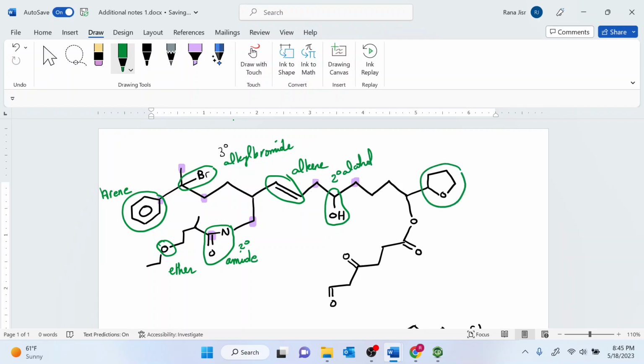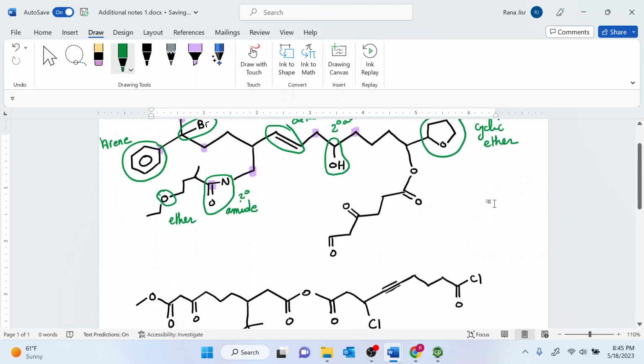This here is going to be a cyclic ether. It is not an epoxide. Epoxide is whenever you have a three-membered ring, an oxygen and two carbons. This is an epoxide. But this here is more than that, so this is going to be called a cyclic ether.